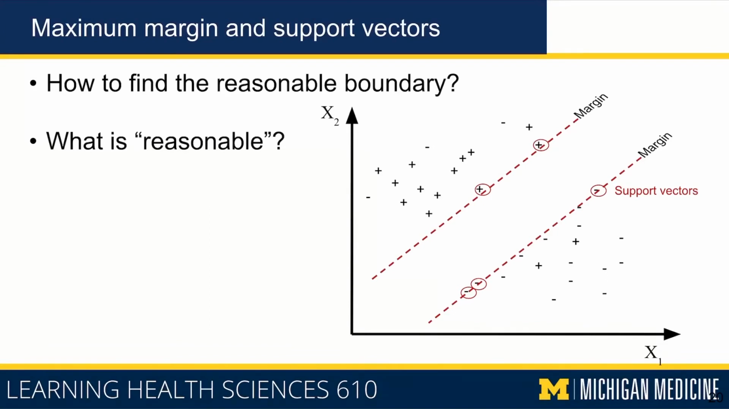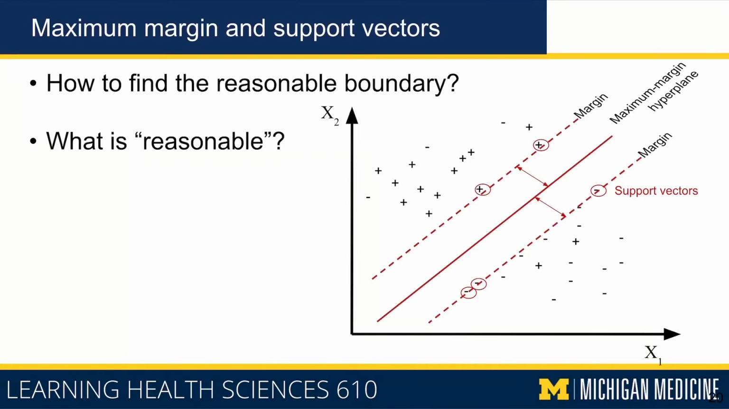The midpoint of this margin is called the classifier, and the points that define the margin are called support vectors. Why are they called support vectors? Because those are the points that are supporting this margin. If one of them is moved, then the line can be moved significantly. So the band is really defined by the points that are on the edges of that band.